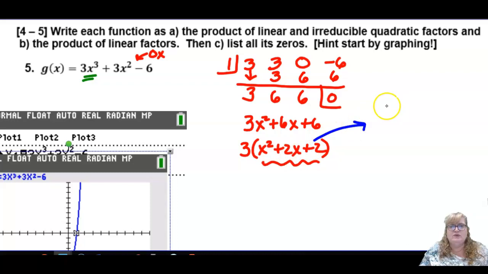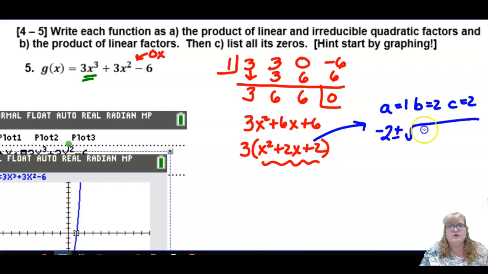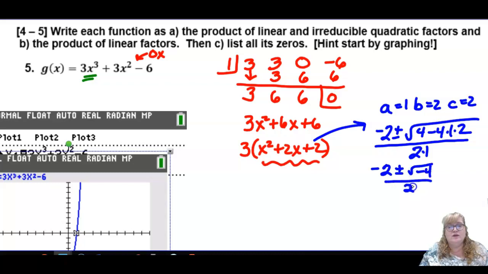All right, so I'm using quadratic formula where A is 1, B is 2, and C is 2. So I have negative B plus or minus the square root of B squared would be 4 minus 4 times A times C all over 2A, which is negative 2 plus or minus. Okay, 4 times 1 times 2 is 8. 4 minus 8 is negative 4 all over 2.